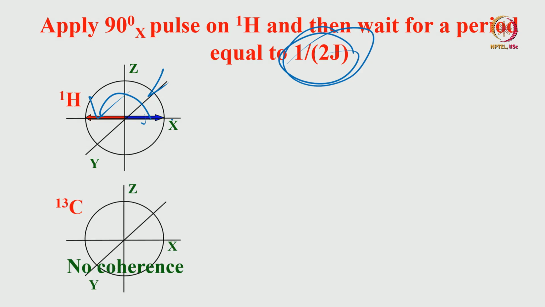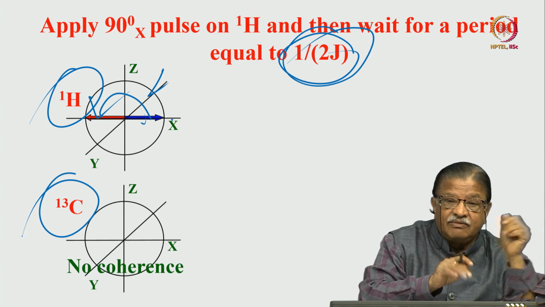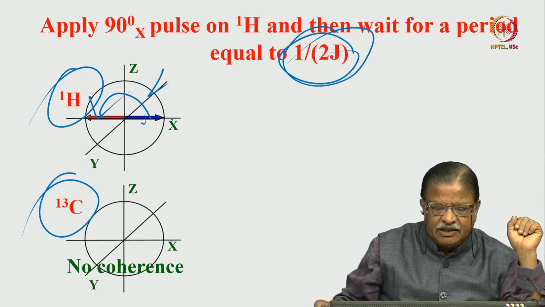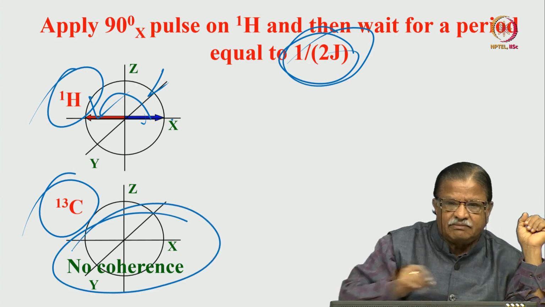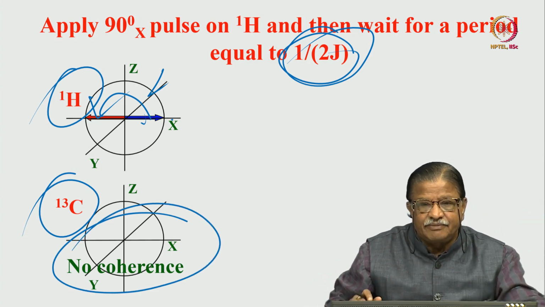Fine. Now this is for proton. Selectively we are applying pulse on proton. This is the beauty of NMR. You can selectively apply pulse on any one of the nuclear spins. What about carbon 13? We are not touching it. We are not even applying any pulse on carbon 13. That means there is no coherence in the xy plane. As a consequence, you will not get any signal.